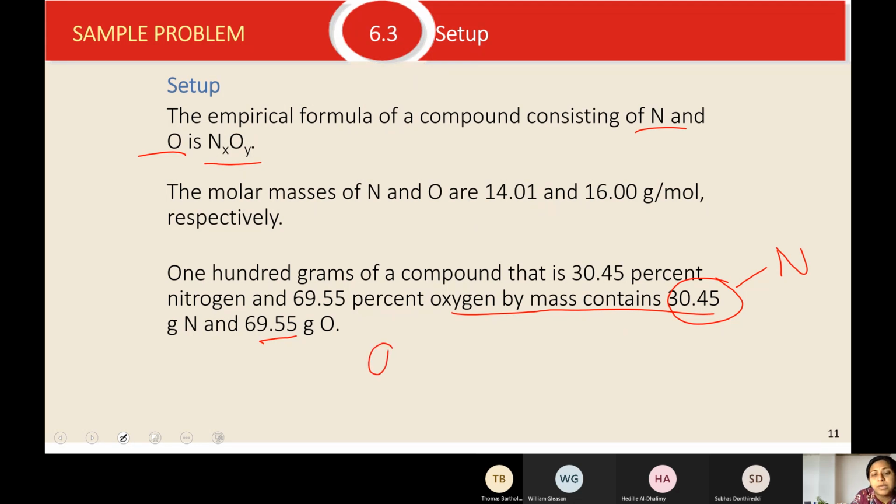So how can we change the grams to moles? What do we need? Yes, we need the molar mass of those elements. Where do we get those molar masses? Yes, from the periodic table. So the molar mass of nitrogen is 14.01 and the molar mass of oxygen is 16.00 grams per mole.